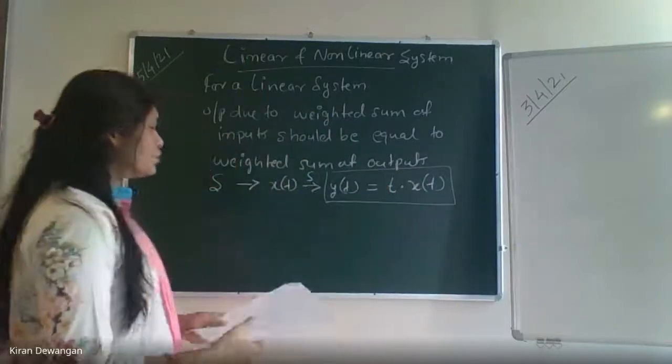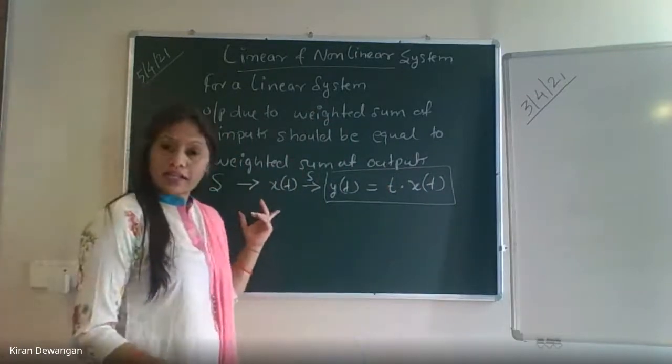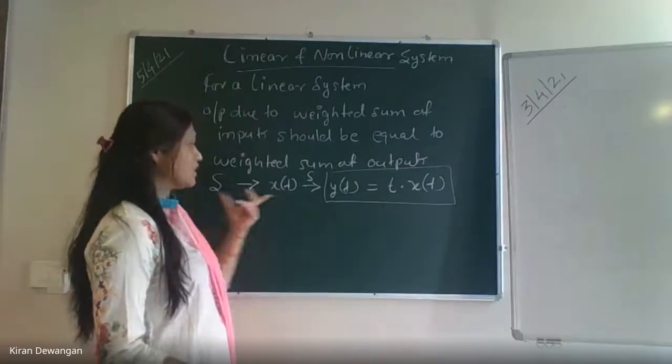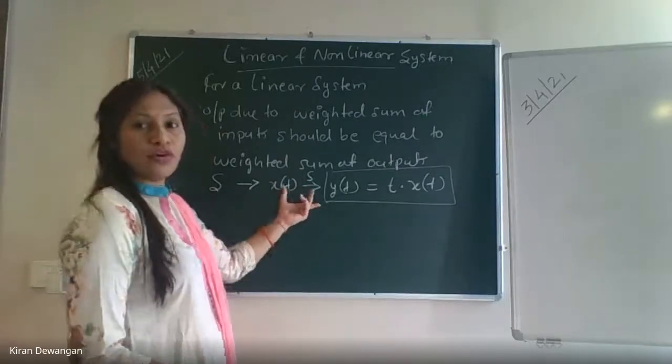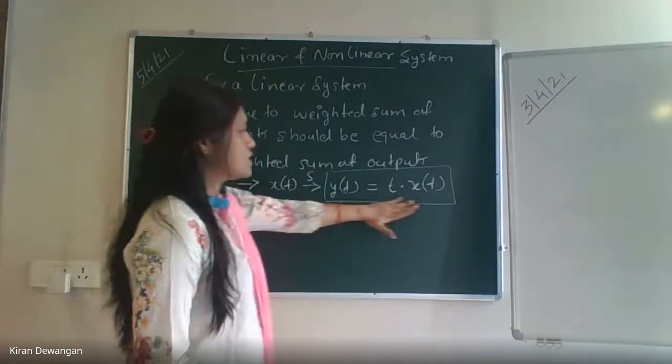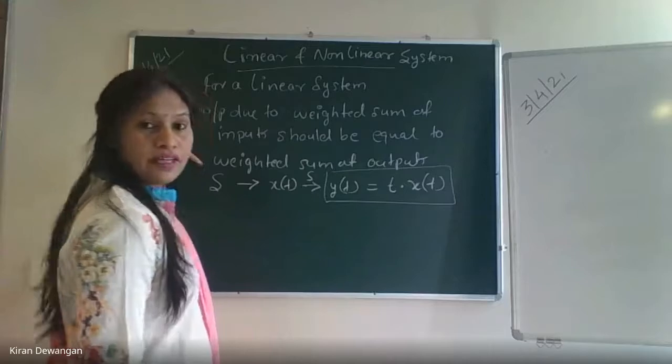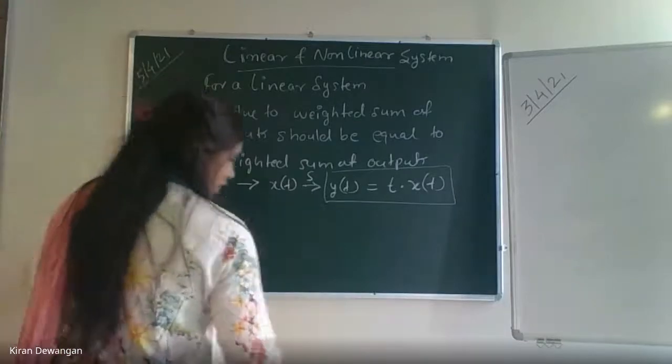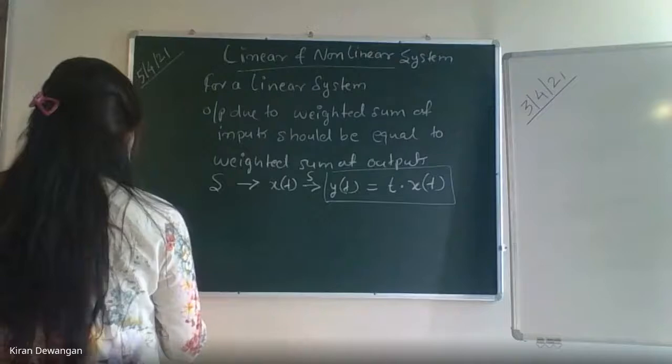Now I need to check whether the system is a linear system or not. How can we check? Just by following whether it satisfies the condition of linearity or not. Now let us check each and every step.